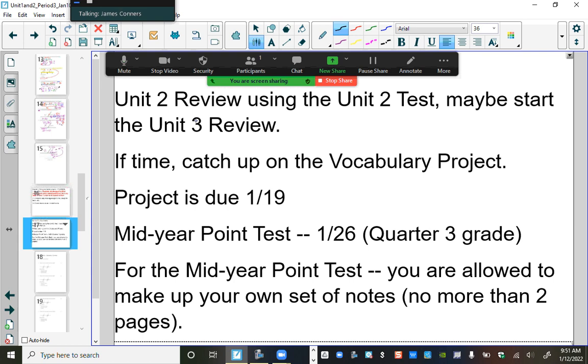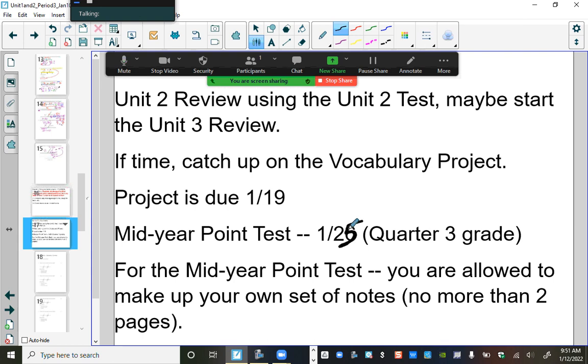And you also have a mid-year point test. It's going to be, oh, that should be the 25th for you all. So, fix that real quick. That's the 25th, not the 26th, for this class. That will be a quarter 3 grade.